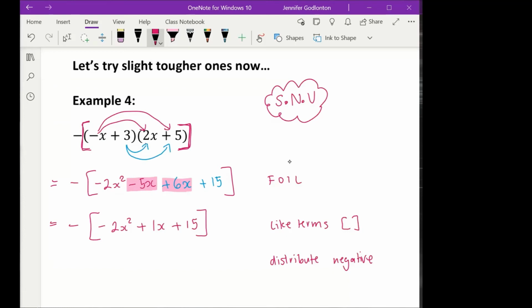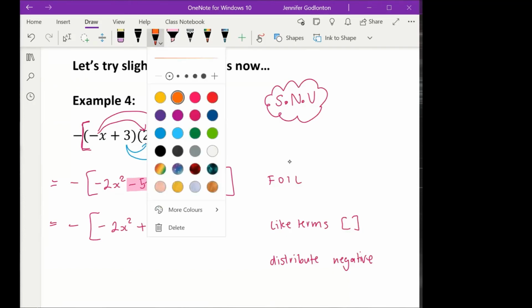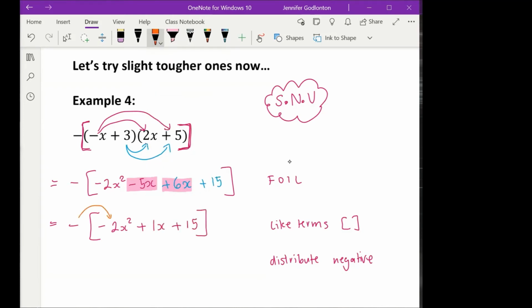Okay, so I did my like terms. And now I'm going to distribute my negative. So I'm going to take this sign and distribute it into all three of my terms. So negative times a negative is a positive, so I'm going to get positive 2x squared. And negative times a positive is a negative, so now I'm going to get a negative x. And negative times a positive is a negative, so I'm going to get negative 15. So our final answer is 2x squared minus x minus 15.